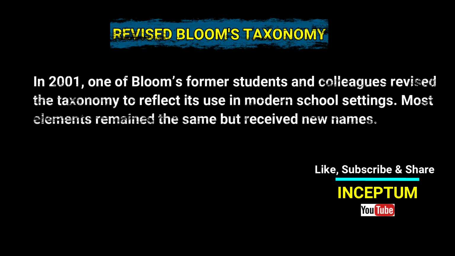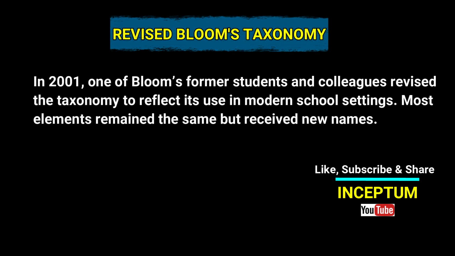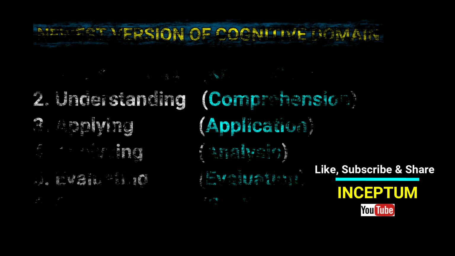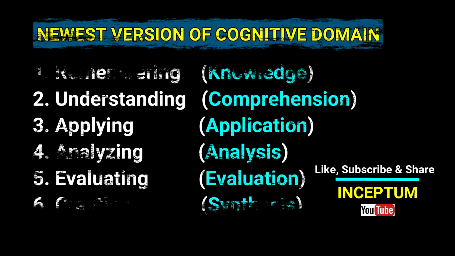In 2001, one of Bloom's former students and colleagues revised the taxonomy to reflect its use in modern school settings. Most elements remained the same but received new names. They also swapped the position of the last 2 components. This is the newest version of the cognitive domain.